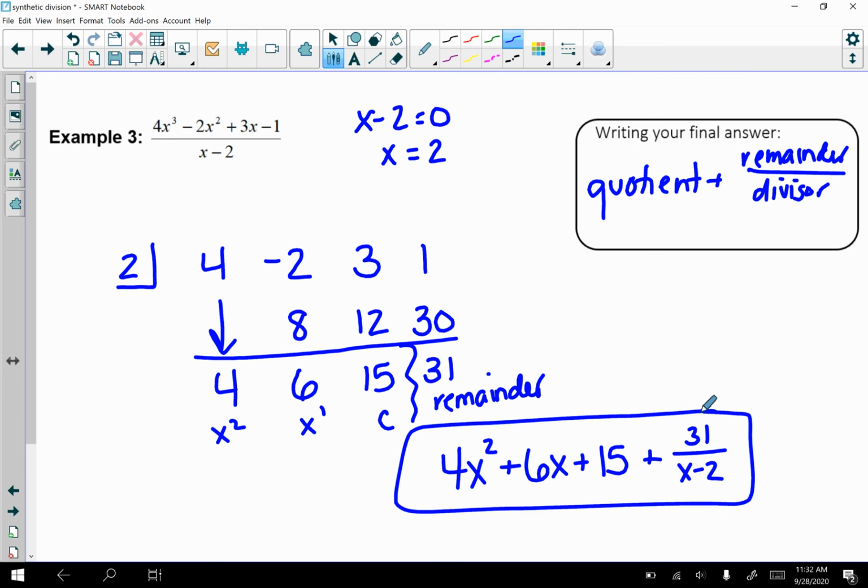So synthetic division is a nice shortcut. You're going to line up your coefficients, put your number on the shelf, your 0, bring down the first, multiply, add, multiply, add, multiply, add, keep repeating, and then write your final answer.